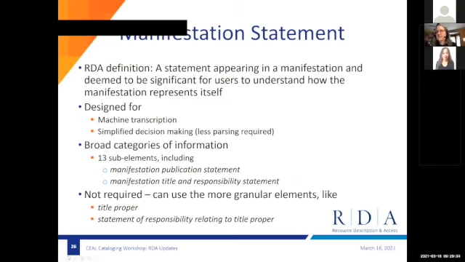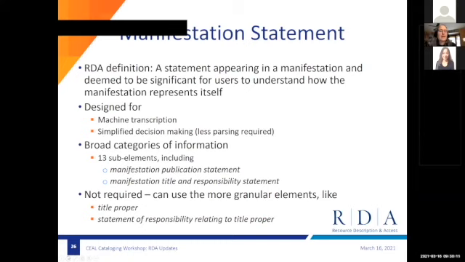All right, I mentioned manifestation statements earlier. This is the only slide you get about it. An RDA definition is this is a statement that appears in a manifestation and is deemed to be significant for users to understand how the manifestation represents itself. So transcribing a title page, that would be a manifestation statement. It's designed both for machine transcription and for simplified decision-making because less parsing is required. I know this is of particular interest to the rare book community in the US for those imprint statements that are very hard to decide what's a printer, what's a publisher, etc.